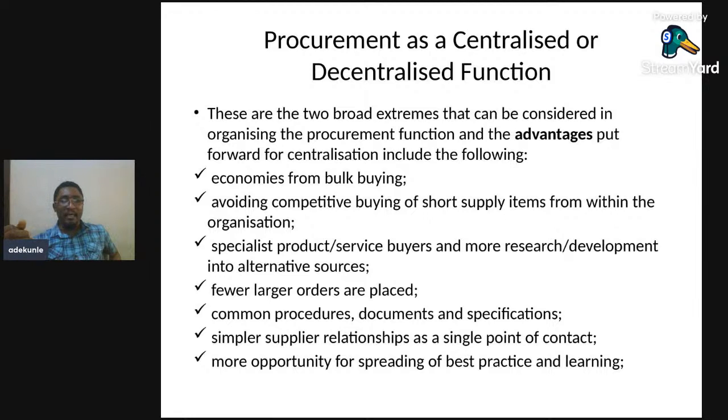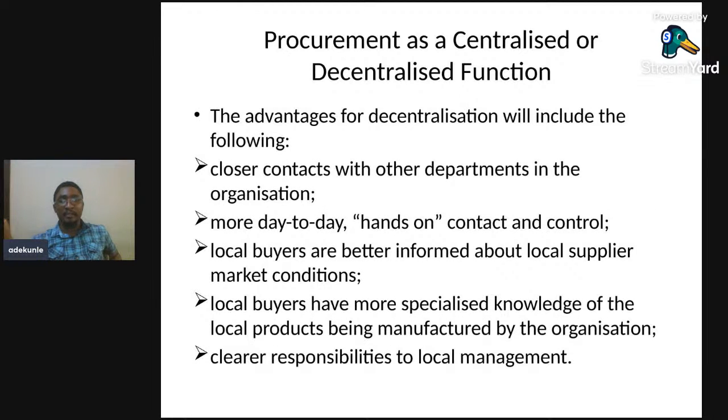All right. There's an advantage of a simpler supply relationship, with a single point of contact. Of course, there's also more opportunity for spreading best practice and learning within the procurement function. Then, of course, the decentralization.